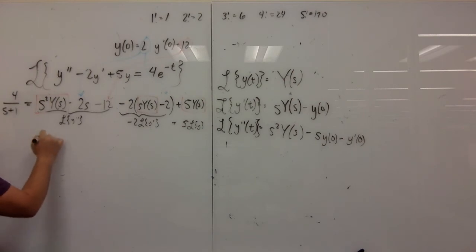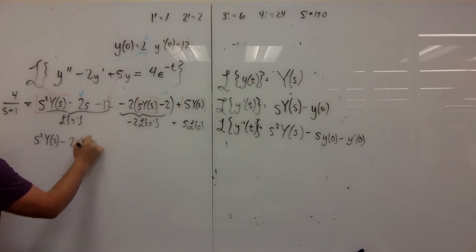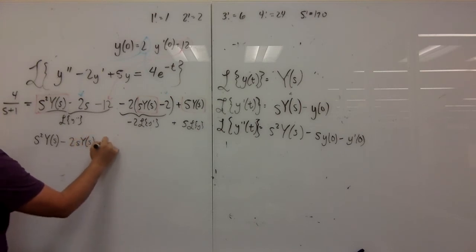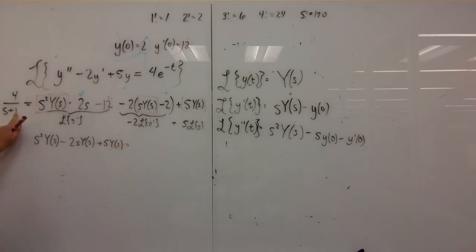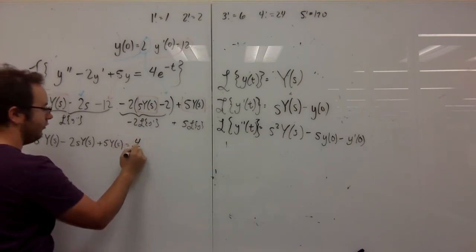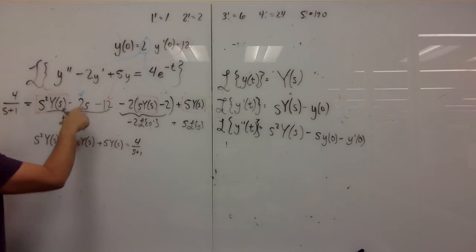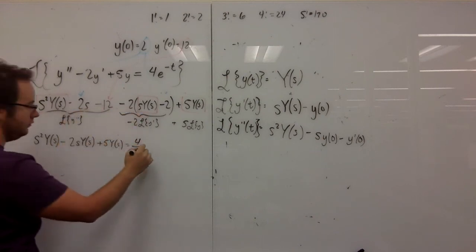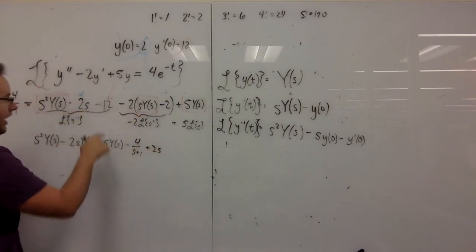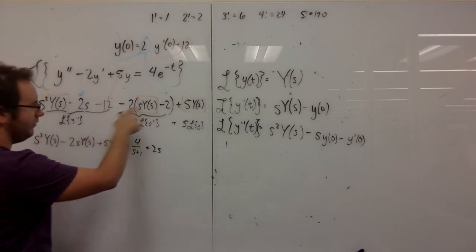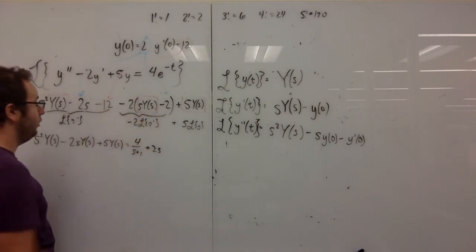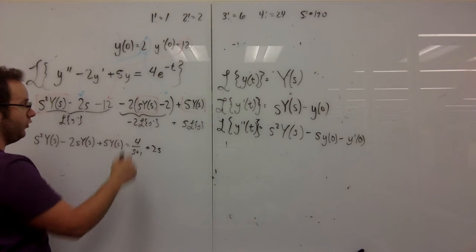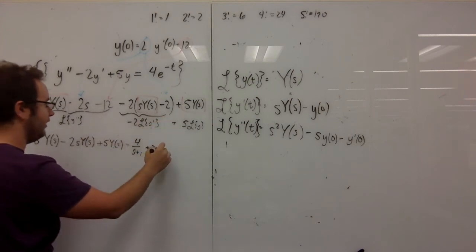s squared Y of s minus 2s Y of s plus 5 Y of s equals, I have a 4 over s plus 1 already on the right-hand side, but I am also going to throw over, we have a minus 2s, he's going to go over. I have a minus 12, and this negative 2 times negative 2 becomes a plus 4. Negative 12 plus 4 is negative 8, so I'm going to throw the negative 8 over to the right-hand side, I get a plus 8.